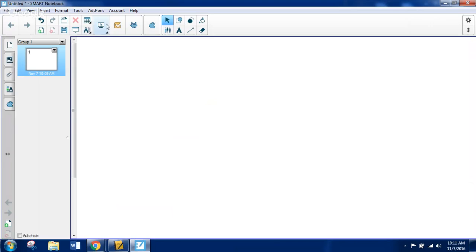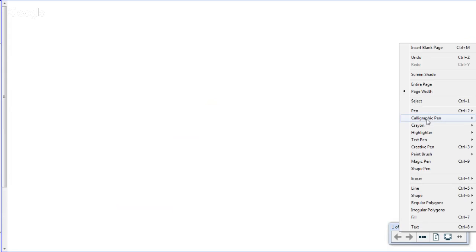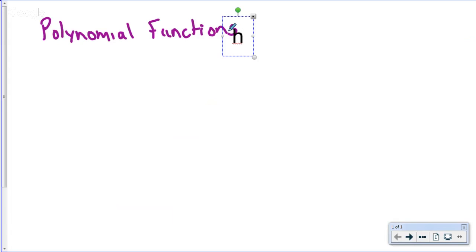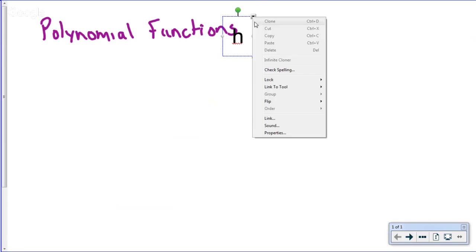We're moving into chapter 4 today, and chapter 4 is about polynomial functions. It is also about rational functions as well, and we'll talk about that later in the chapter. But we're going to start with getting rid of this.